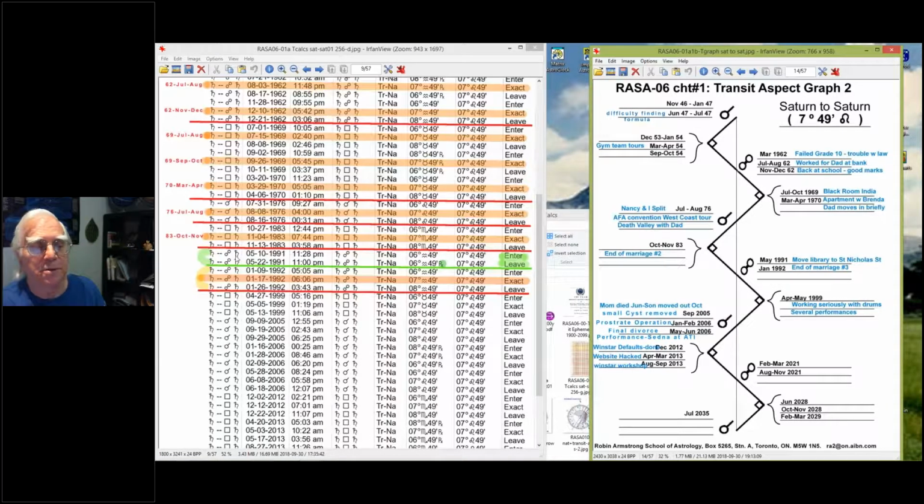And then you have that phase. So there's 2 aspects, but there's no conjunction. So you just see enter, leave. You don't see an exact in between, but it's still valid. So this is important. This is why you don't want to lose these things.